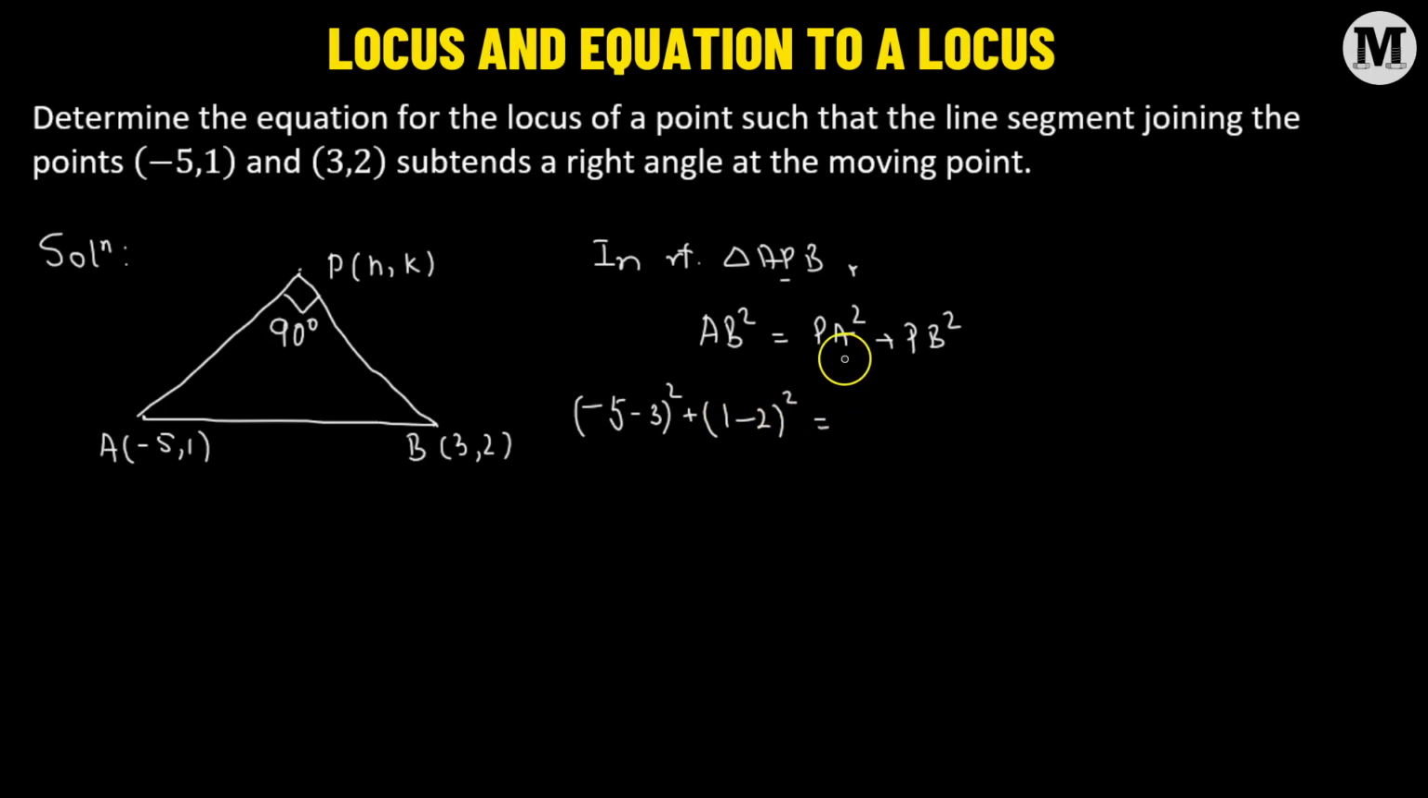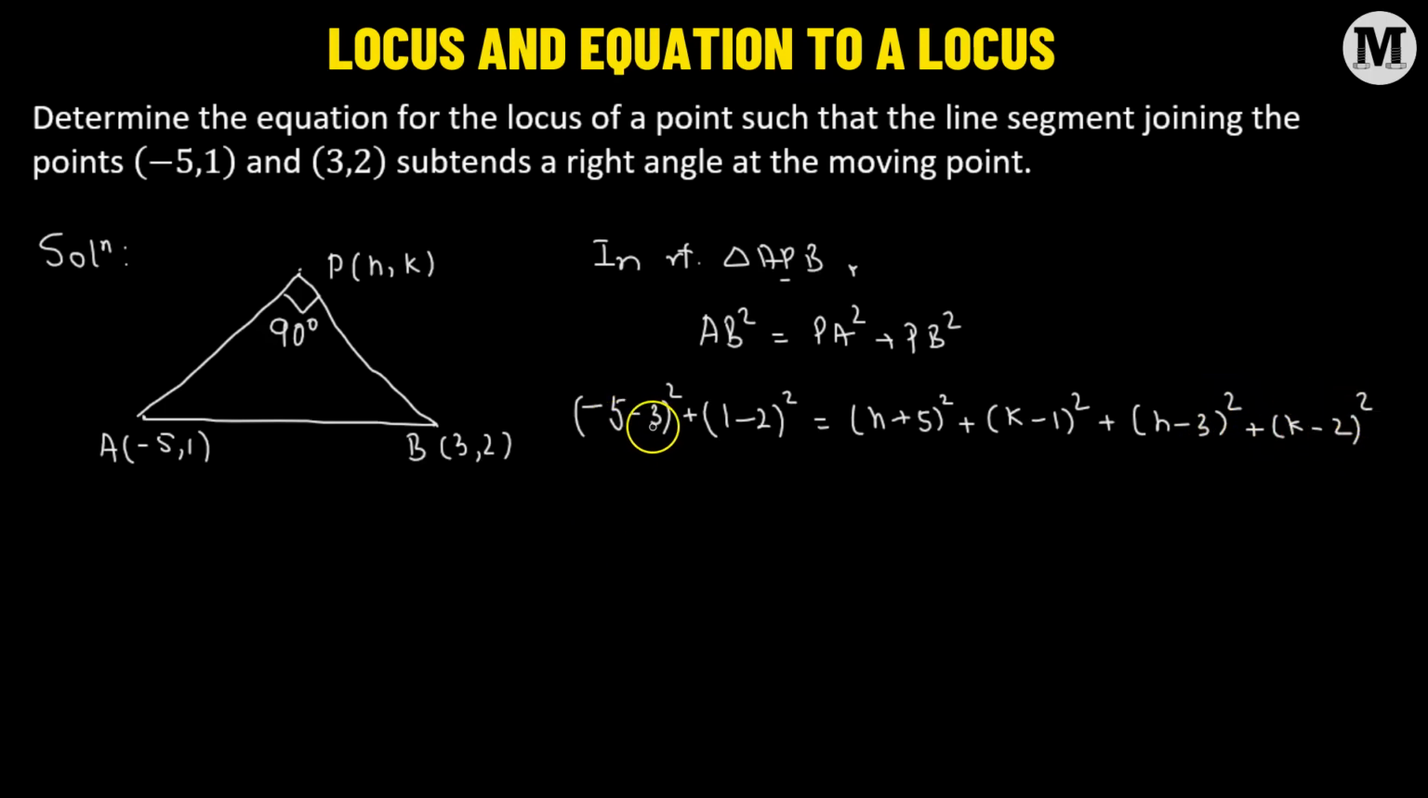This will be equal to, so we need PA squared. For PA squared, first we'll take the difference of the x coordinates. So we have h minus -5, so we get h plus 5 whole squared, added to k minus 1 whole squared. This will be added to PB squared. So PB squared will be h minus 3 whole squared plus k minus 2 whole squared.